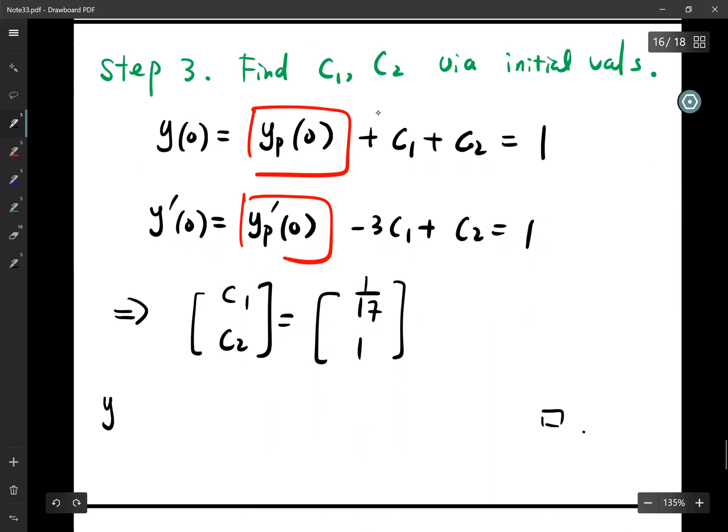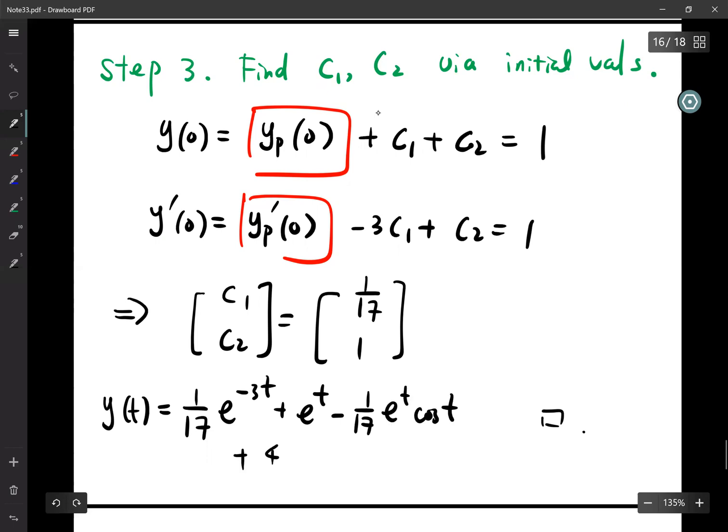Let me, for completeness, write down the full solution, t minus cosine t over 17 sine t. So this would be the full solution of the problem. Any question?